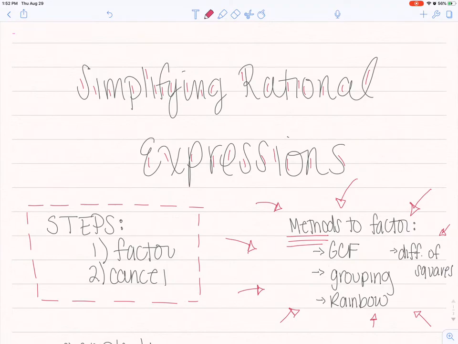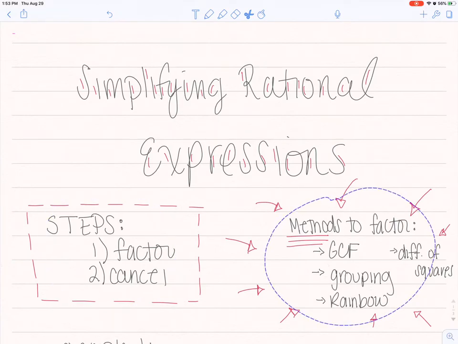So our steps to simplifying are factor, cancel. If you do not factor, you cannot cancel. So if it's not factorable, then it doesn't reduce. Now in the homework and in this class, every problem is going to be able to cancel. So if you factor it and nothing cancels, you factored wrong.